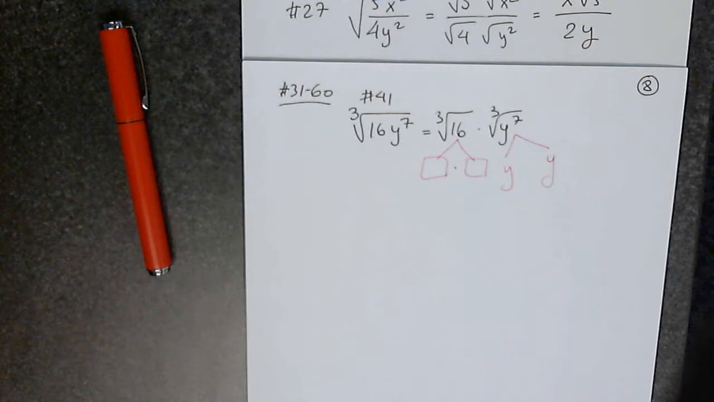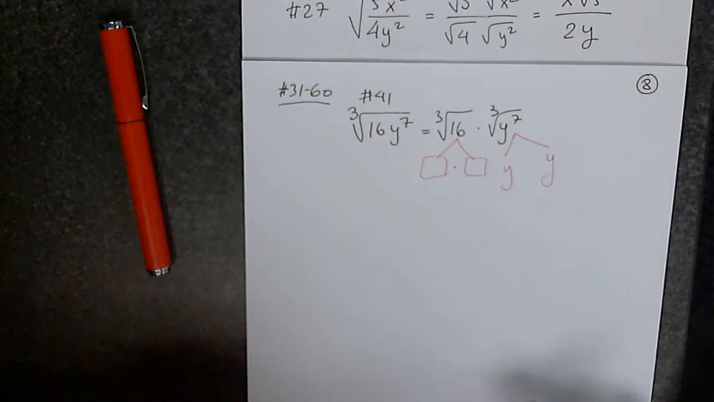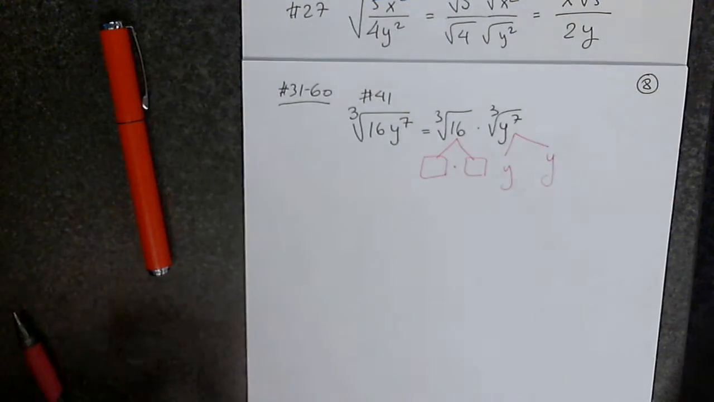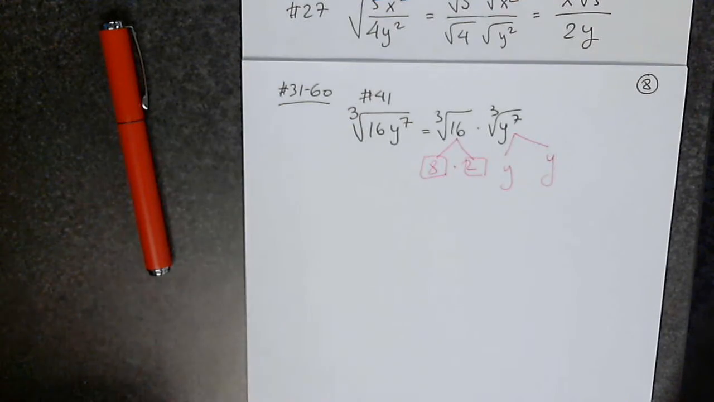So how do I present the cube root of 16? I need a perfect cube and something that is not a perfect cube. Very good. 8 and 2. Excellent. So 8 and 2. I agree. We'll rewrite the whole thing in a minute.